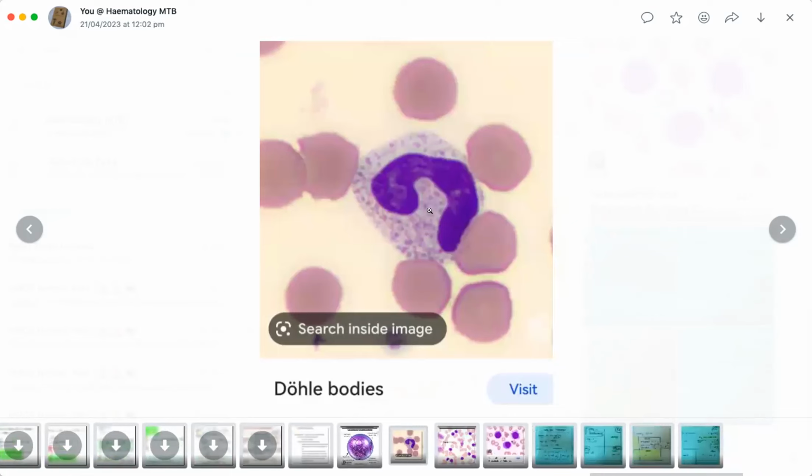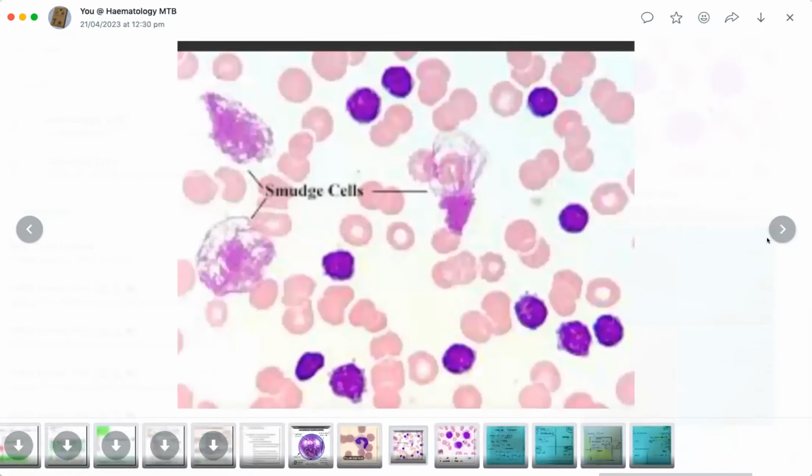This is our Döhle bodies. We will talk about these Döhle bodies later on, inshallah. This is the leukemoid reaction. Okay, so this is the smudge cell. Can you see this? This is like somebody destroyed them. So when they are preparing the slide, because of the smudging of the cell, it will show you like this. This is the smudge cell which you will get in CLL.